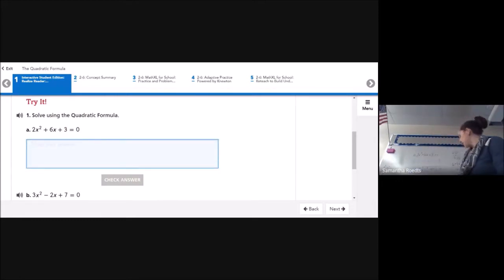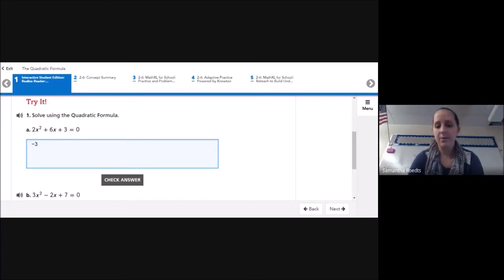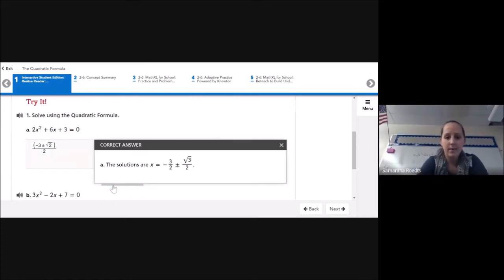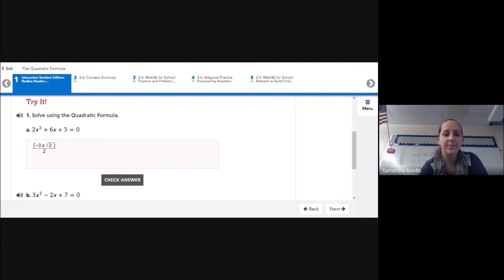So I got negative 3 plus or minus the square root of 3. Oops, I need to do that. All right. So you could also write it as negative 3/2 plus or minus the square root of, oh, sorry, that was supposed to be 3 over 2, which is what I had.